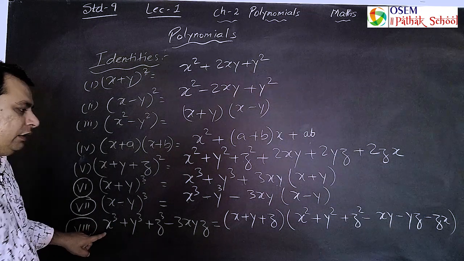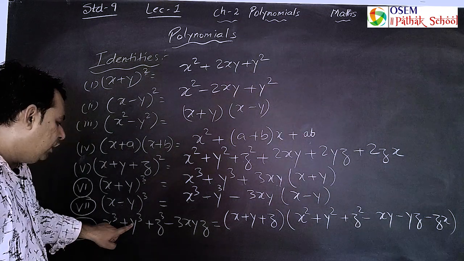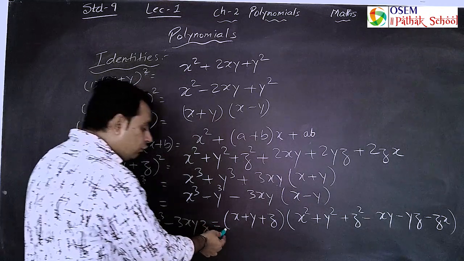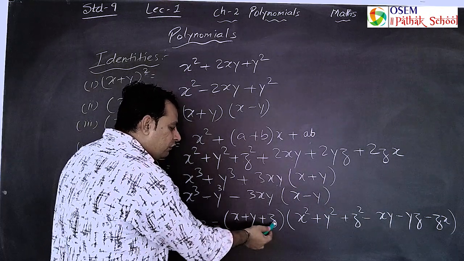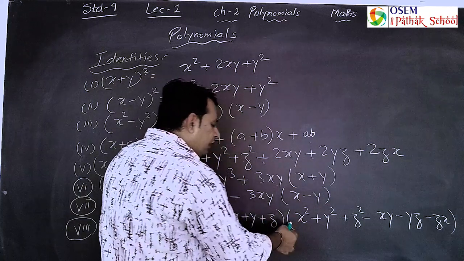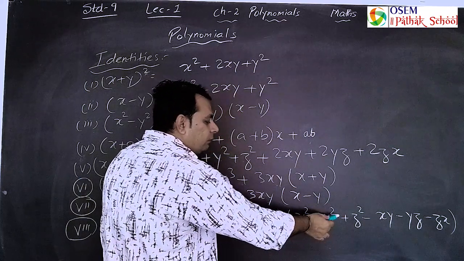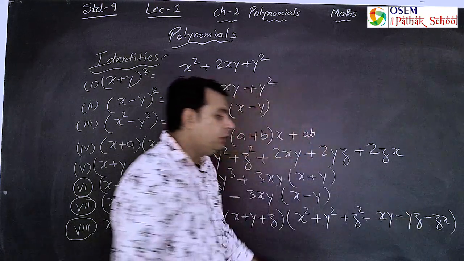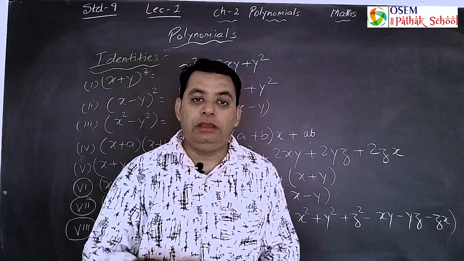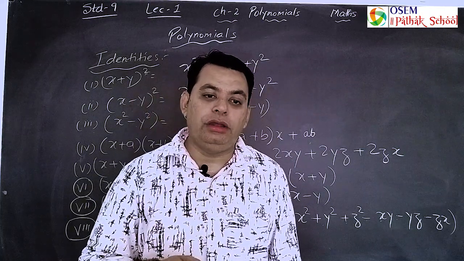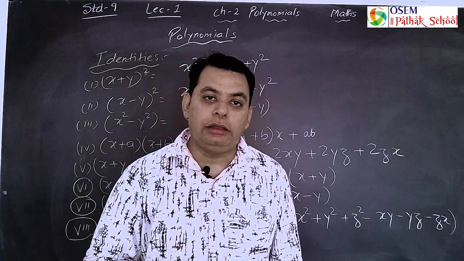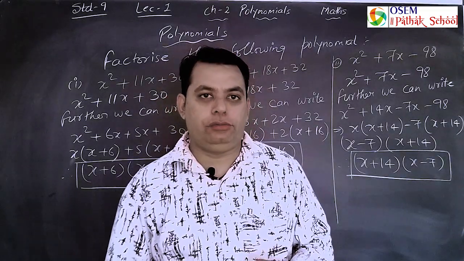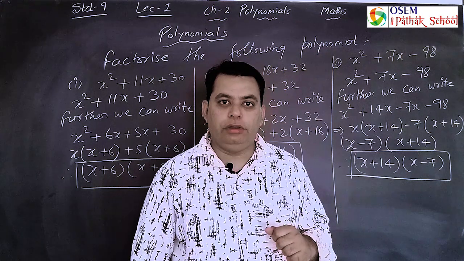And the last identity is x³ + y³ + z³ - 3xyz = (x + y + z)(x² + y² + z² - xy - yz - zx). So these are the 8 identities that we have to use in the chapter on polynomials, and you have studied it very clearly. Hope you have understood. Students, now you have understood about the identities. Hope you have got the concept very clear.